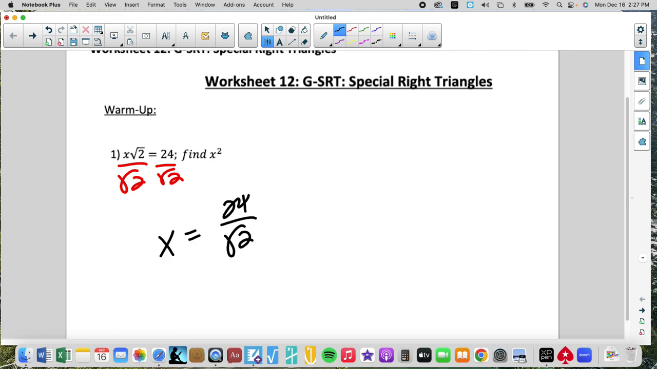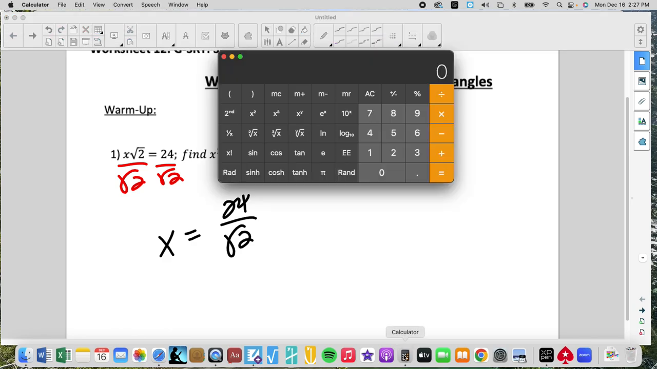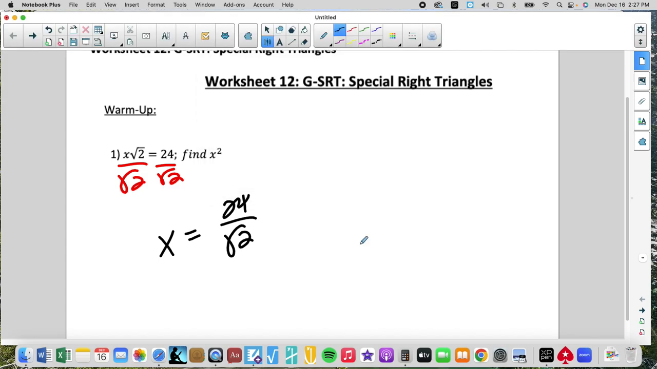And rad 2 is not a perfect square, so that can't be simplified. You wouldn't put it in the calculator because rad 2 is irrational. The square root of 2 produces an irrational number. It doesn't repeat. It doesn't terminate. So none of those things help us. I would have to rationalize the radical. But we don't have to do that because we're going to square it. It wants to know what x squared is.